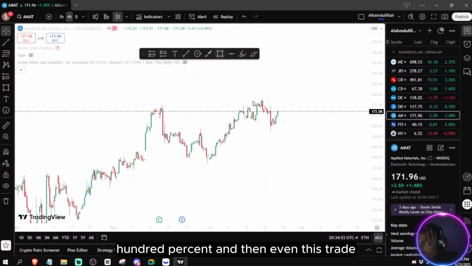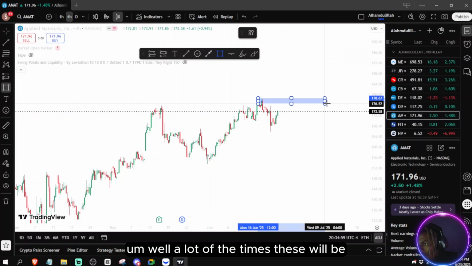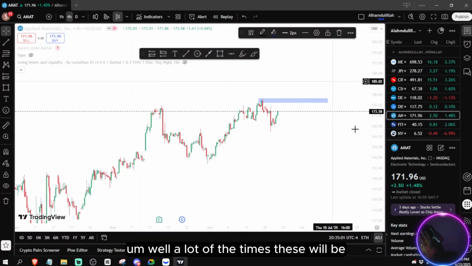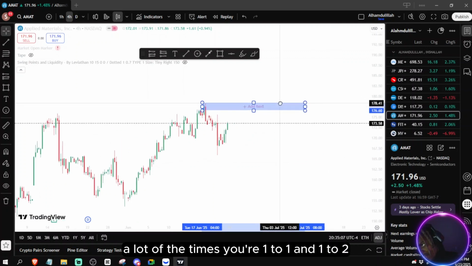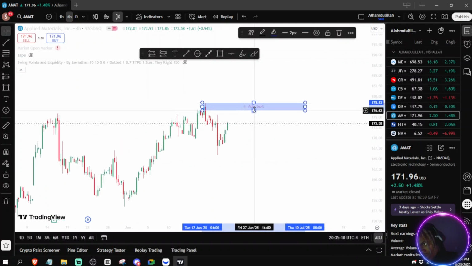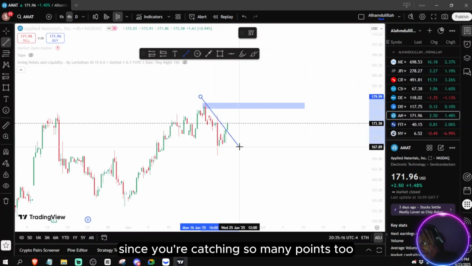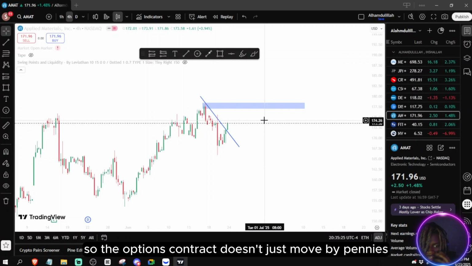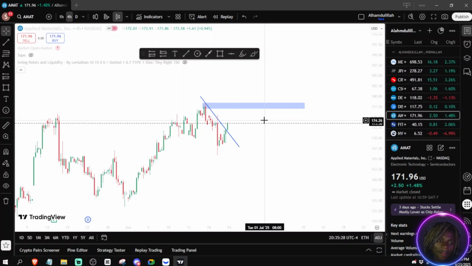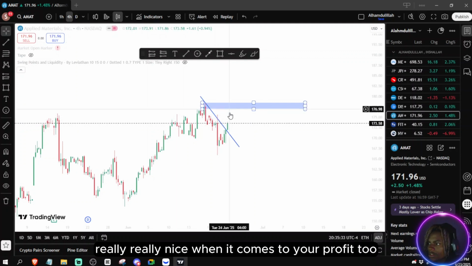100%. And then even this trade. Well, a lot of the times these will be, because you're playing for such a large amount of points, before take profit gets hit, a lot of the times your 1 to 1 and 1 to 2 will already be met. And also, since you're catching so many points, you're catching premiums on the options contract. So the options contract doesn't just move by pennies. It starts moving by 5s. That's going to be really, really nice when it comes to your profit too.